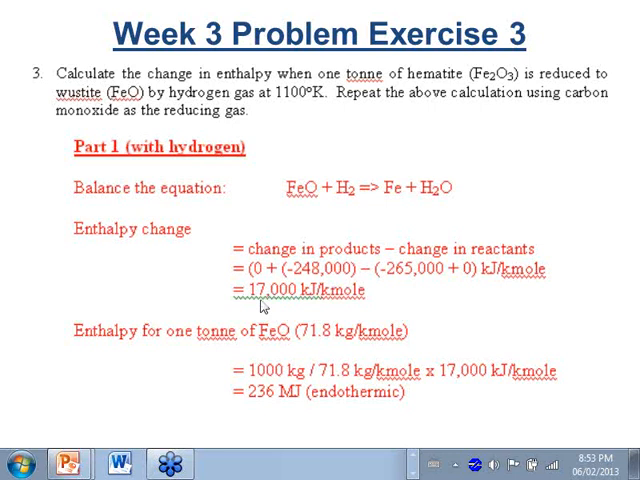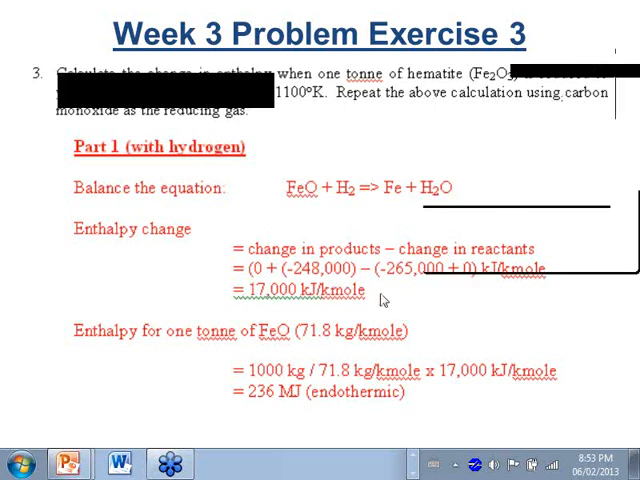And that gives you 17,000 kilojoules per kilomole. So that's the enthalpy change for that reaction. So the enthalpy for 1 ton of FeO, which is 71.8 kilograms per kilomole, will then just be 1,000 kilograms divided by 71.8 kilogram per kilomole multiplied by the 17,000 that we have up here. It gives you 236 megajoules. And it's positive, meaning it's an endothermic reaction.